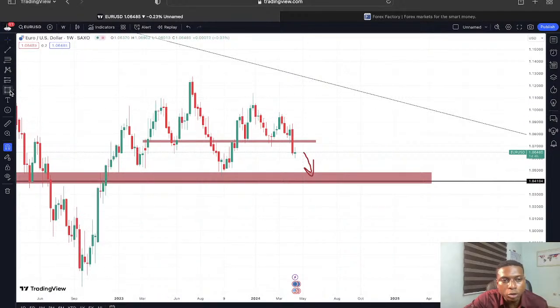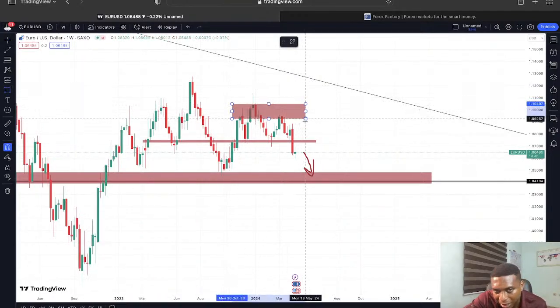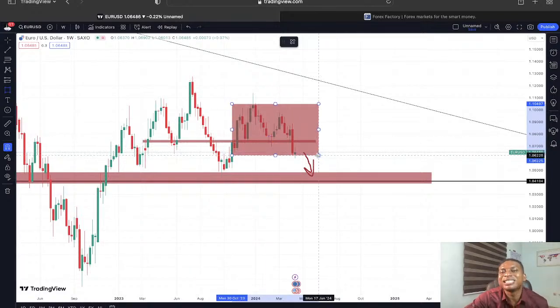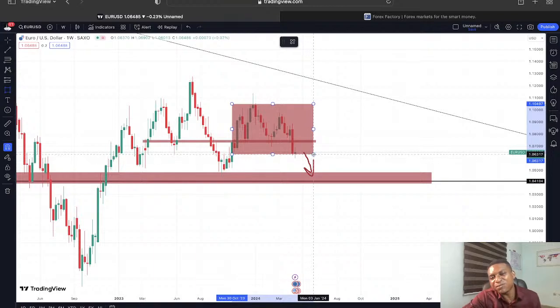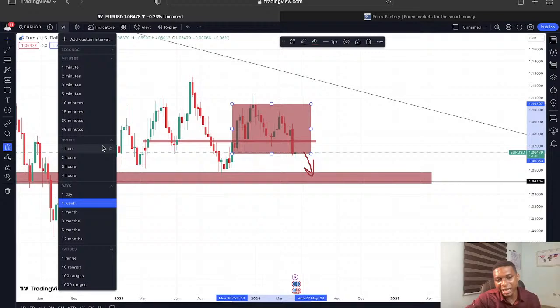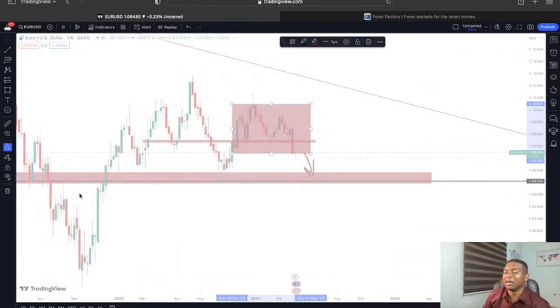Okay, so I want to map this region. I want to just mark out this region so that we can equally see what it formed in the lower time frame, like the daily time frame we are heading into. So here is the daily time frame.